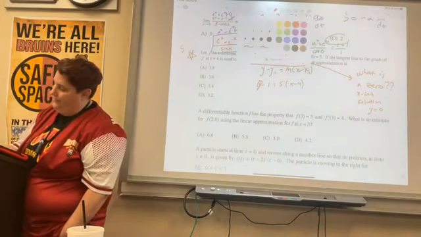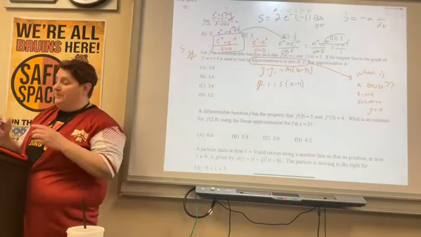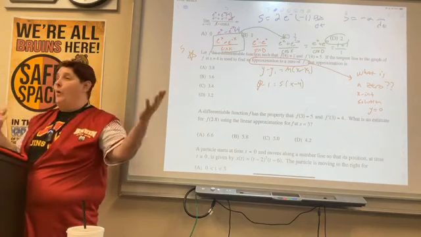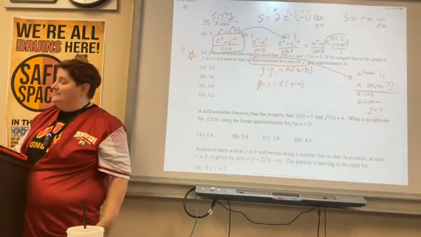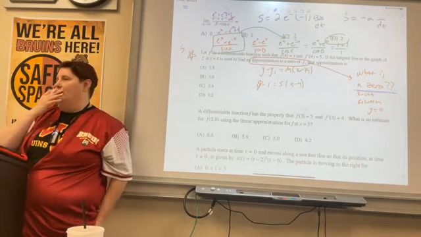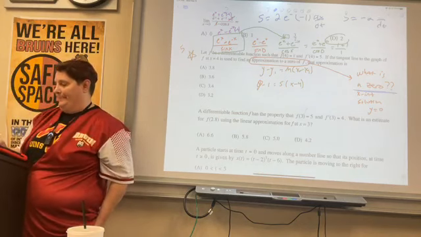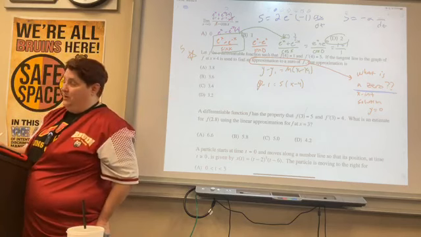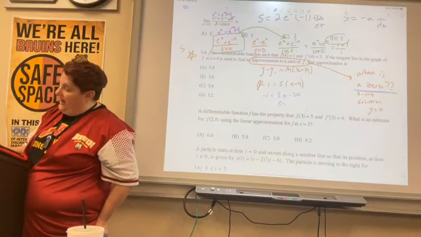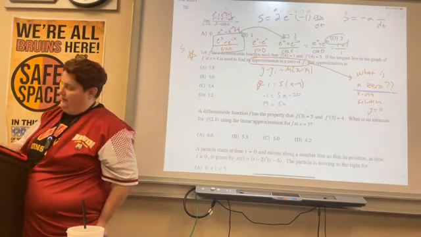So instead of plugging in an approximation for x, we're plugging in an approximation for y because we want to find a 0, and a 0 is the x-intercept when it crosses the x-axis. So plug in 0 for y and solve for x. So 5x is 9.